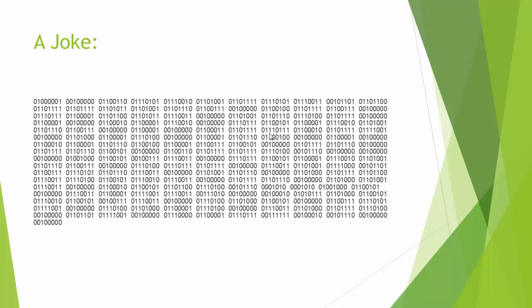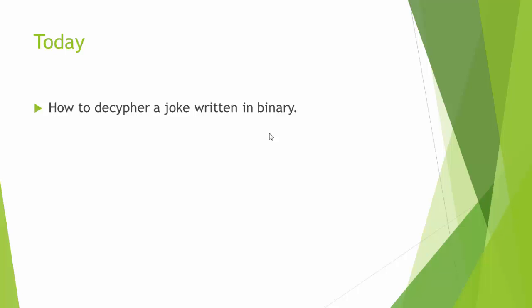So, for fun, here's a joke. And the joke doesn't seem that funny because the joke is only funny to a computer. It's only interesting to a computer. Why? Because it's written in binary. But the majority of the information we'll talk about today is all tied up in understanding this joke. So today we're going to learn how to decipher a joke that's been written in binary.